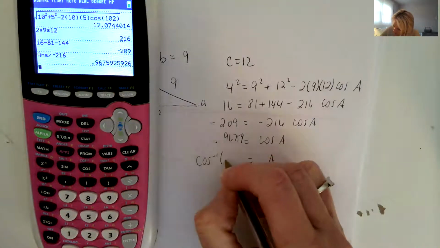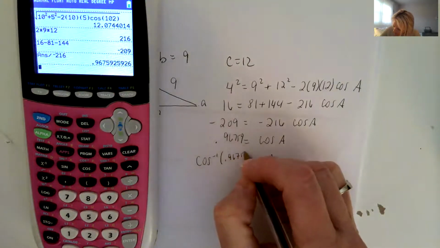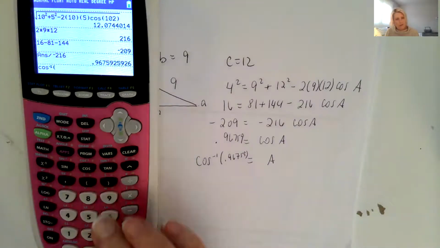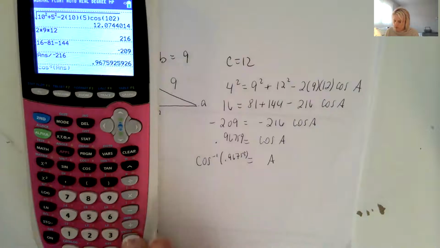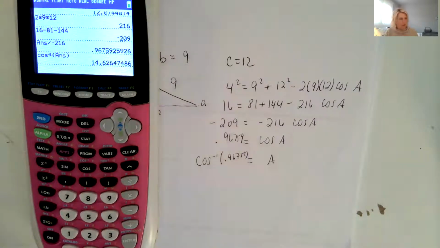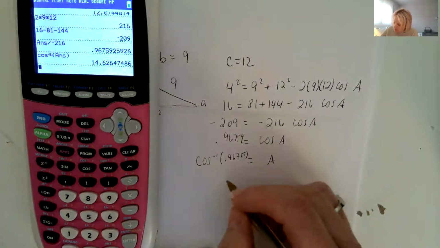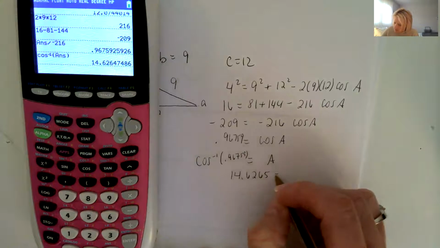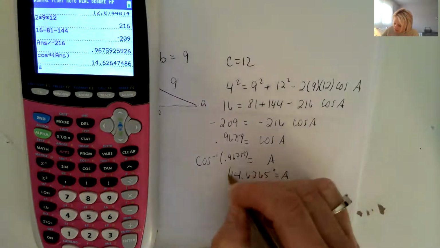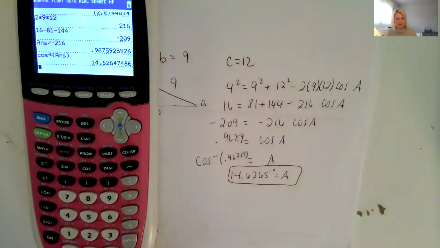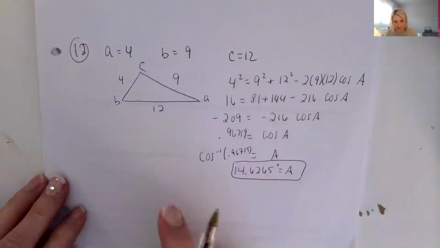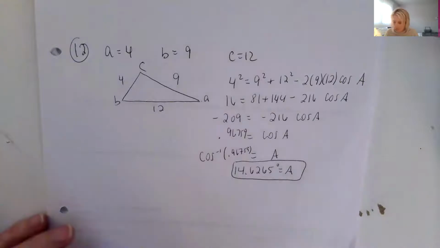So we can use the inverse cosine. So arc cosine of 0.96759. So I'm going to do the second and cosine of the answer here. And I get 14.6265 equals A. So that's one of the angles. Okay, now we're going to have to do that to find the second angle, and then the third angle we can just subtract them all from 180.